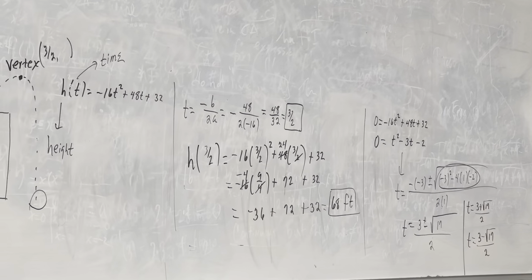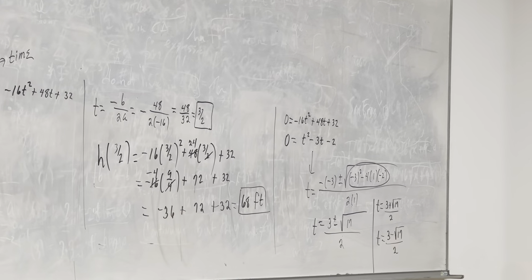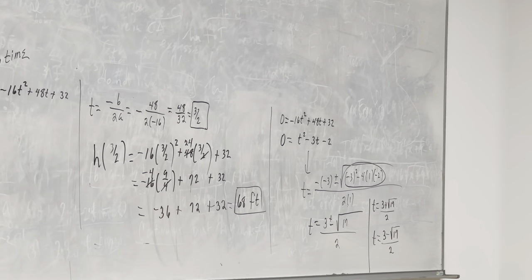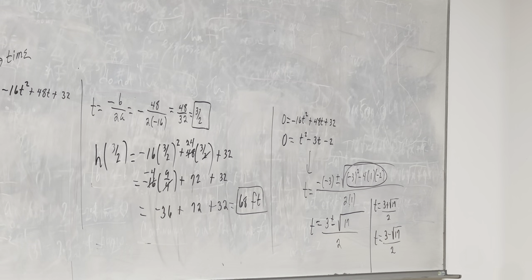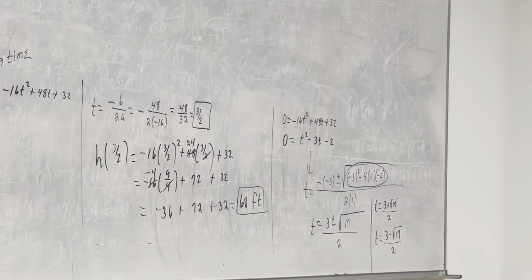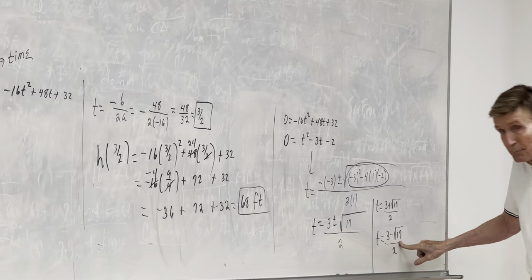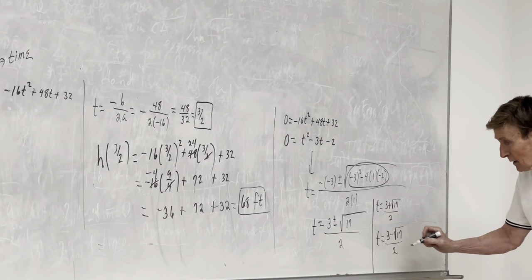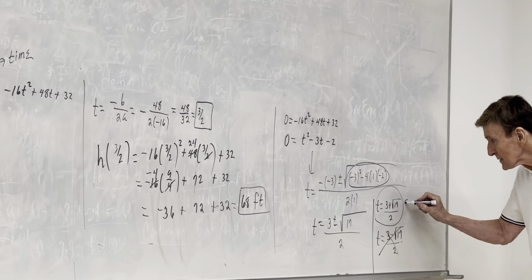We will only be concerned with the first one. Why must I reject one of those? Based on what we were asked to find. We were asked to find time. Is one of these answers negative? I know the square root of 17 is 4 point something. So this one down here would be 3 subtract 4 point something. This would give me a negative result. I don't want that, not for time. So this is out. I'll accept this. I think this is in seconds.